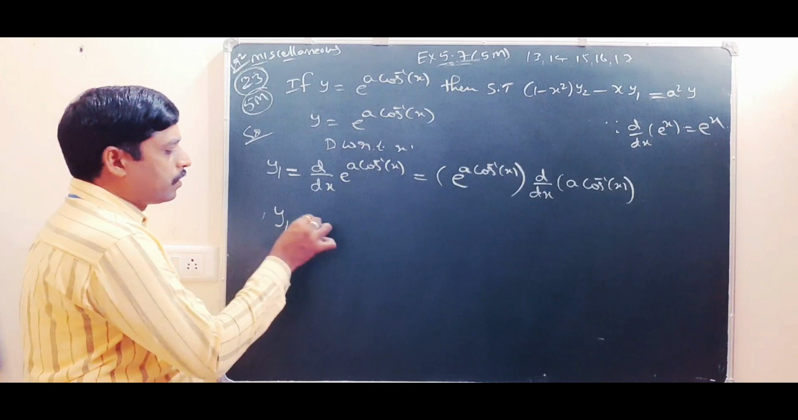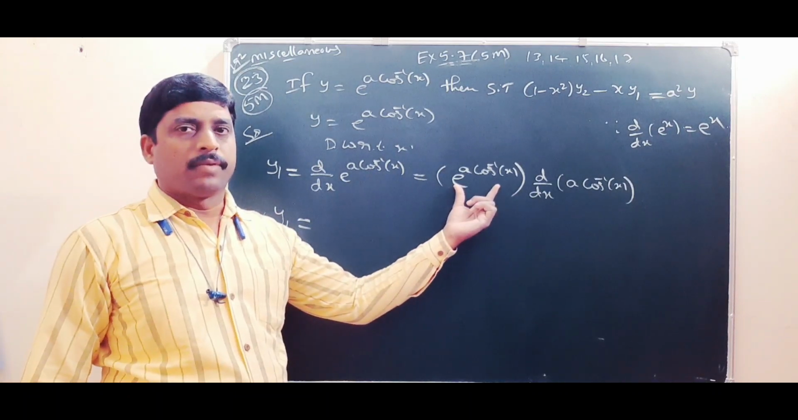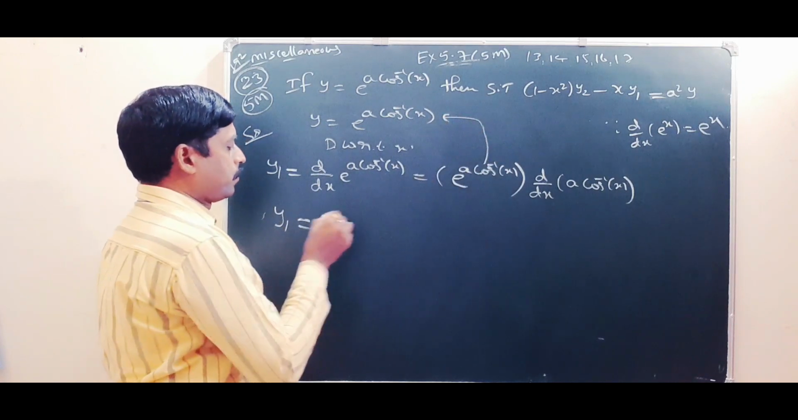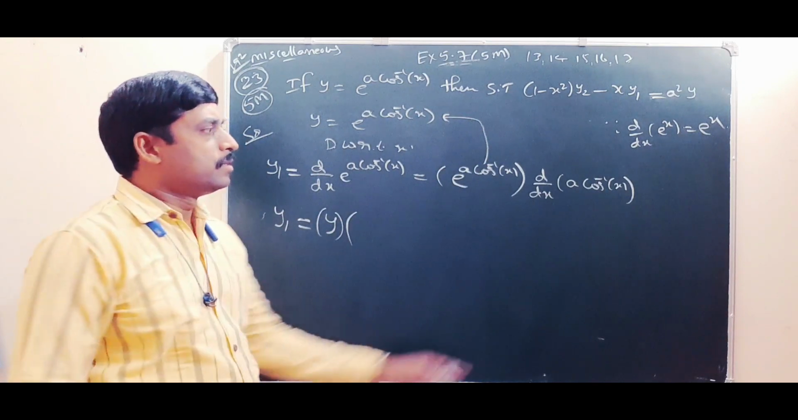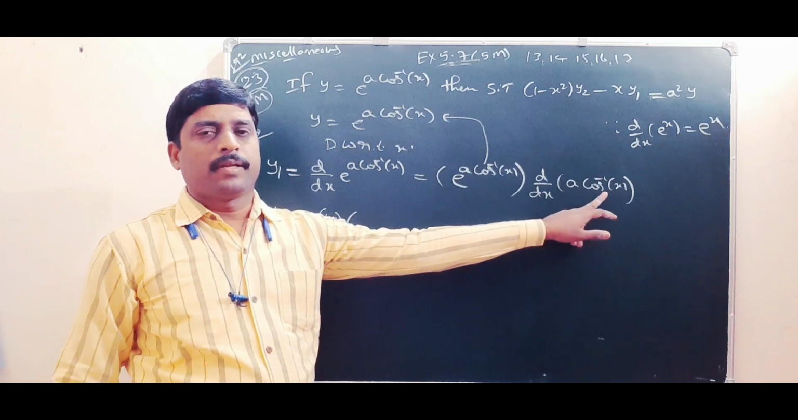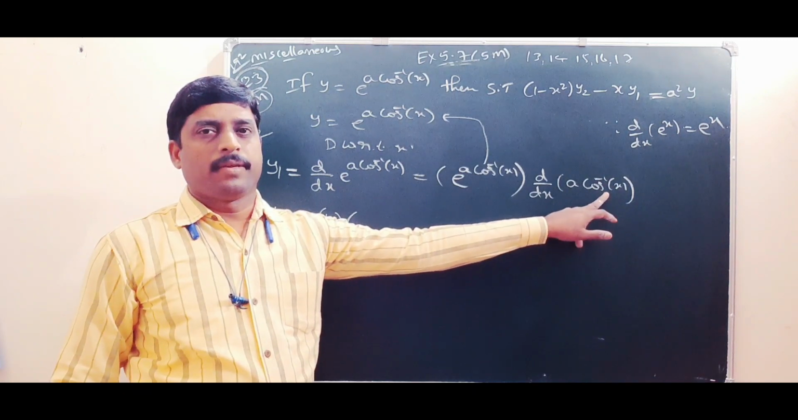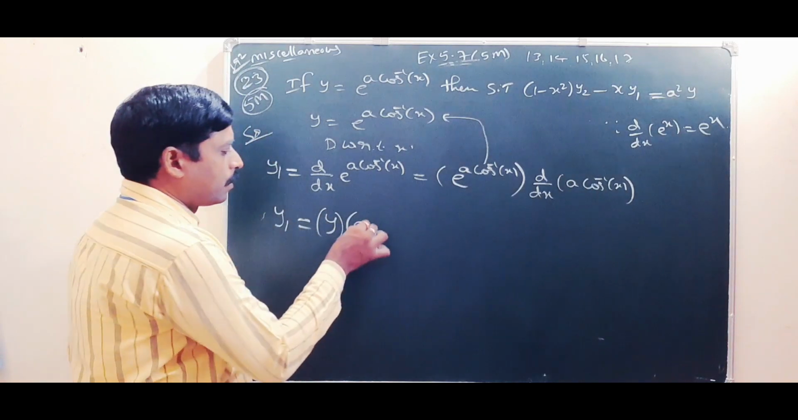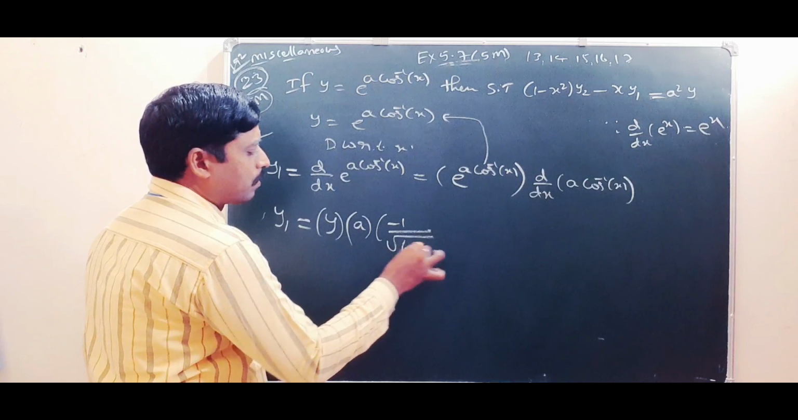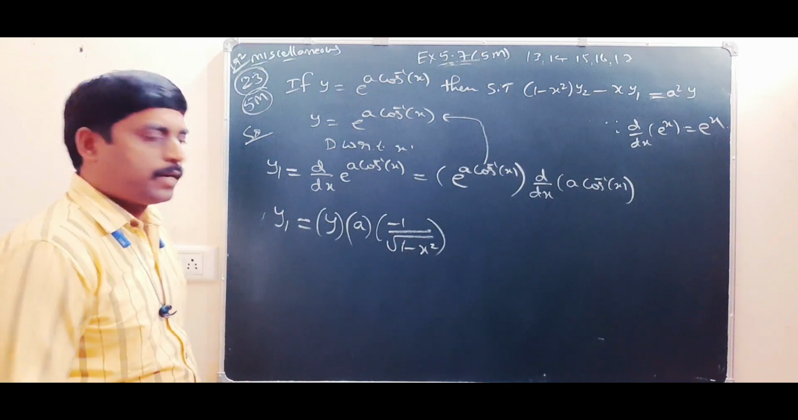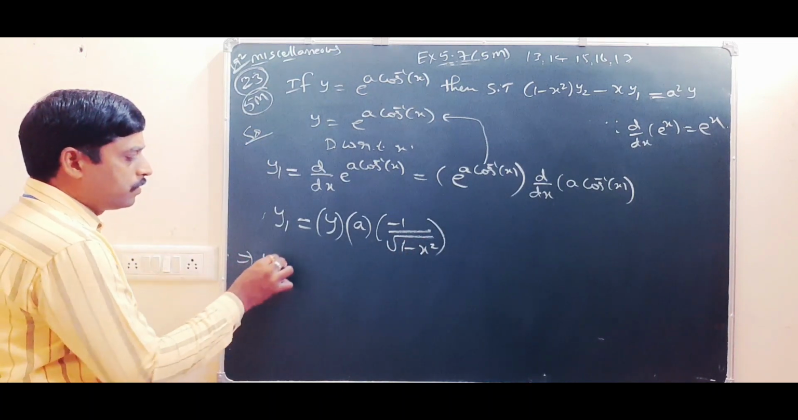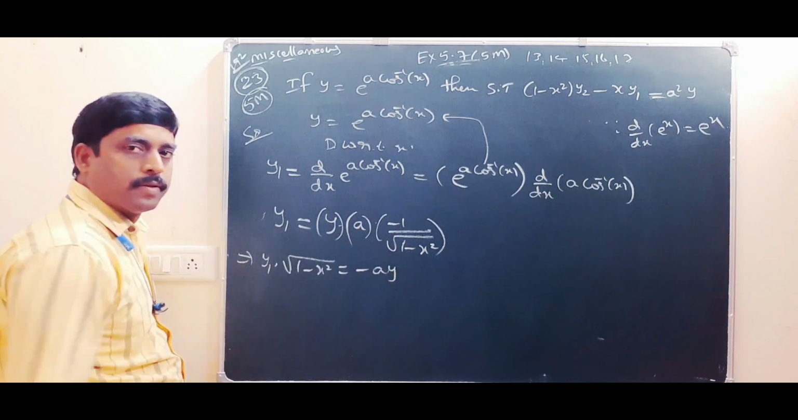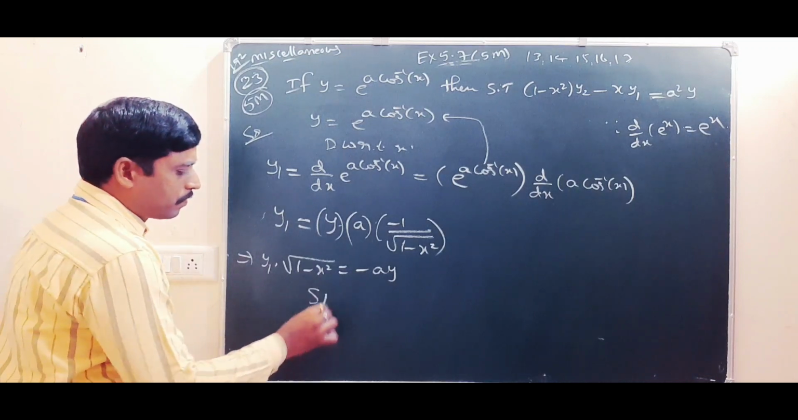So y1 is equal to e to the power a cos inverse x, from the statement this value is y, into, in this a is a constant, differentiation of cos inverse x we have minus 1 by root under 1 minus x square. So let us do cross product. y1 into root 1 minus x square is equal to minus ay. Okay, the easy method is now squaring on both sides.